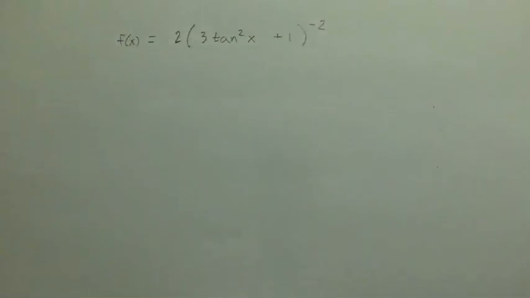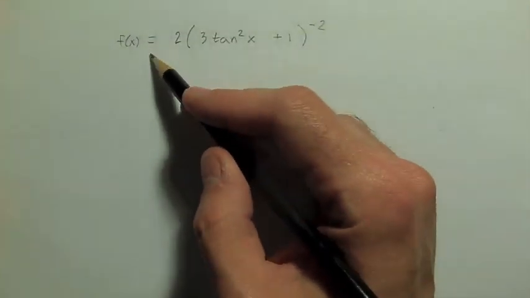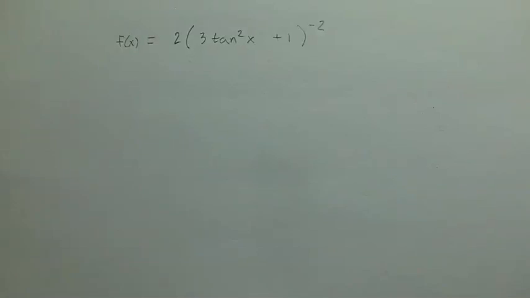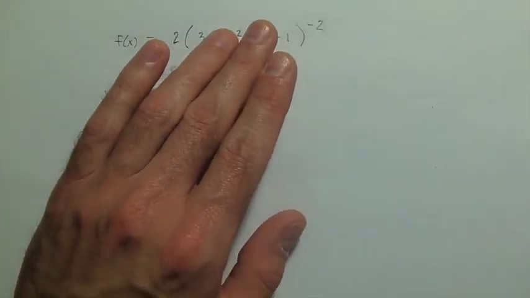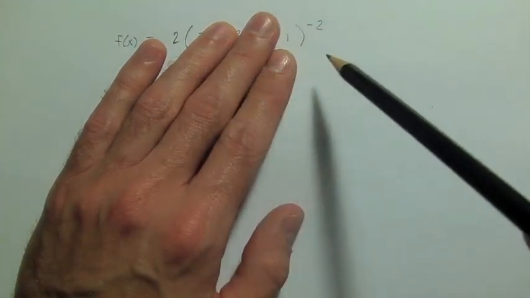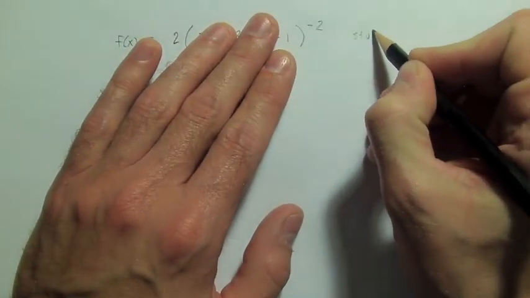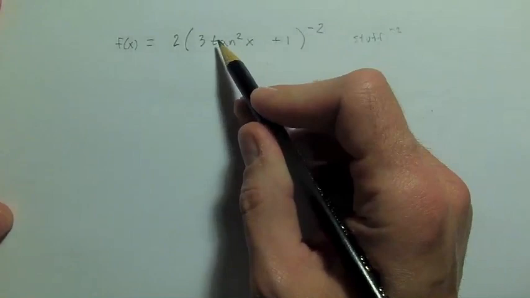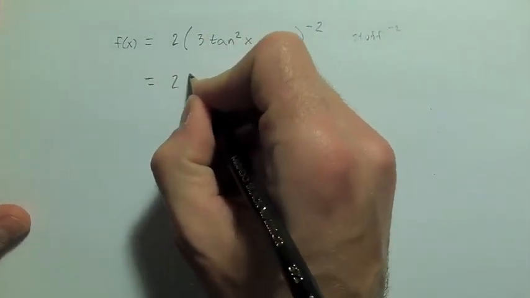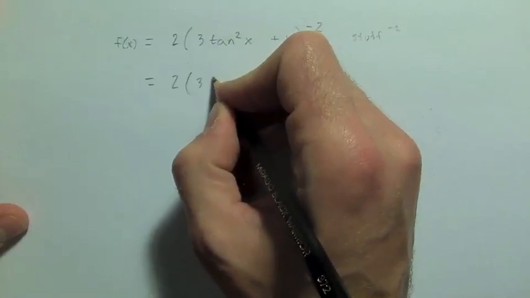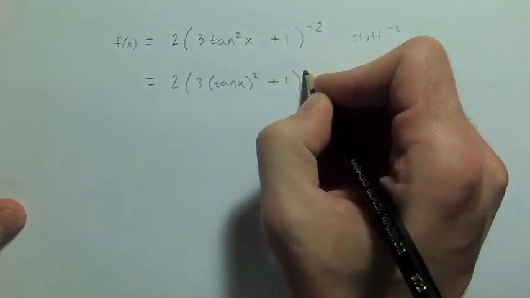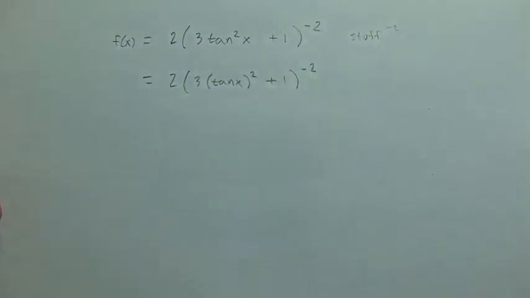Okay, here's another example for you. Say I have f of x is equal to 2 times 3 tangent squared x plus 1, raised to the negative 2. So all we really need to know at this point is this is stuff to the negative 2. Okay. What might help us in a second is this tan squared x. We can write that as 3 times tangent x, all squared. Okay, that might actually help us out when it's all said and done.